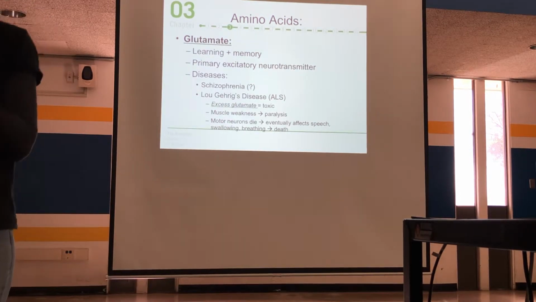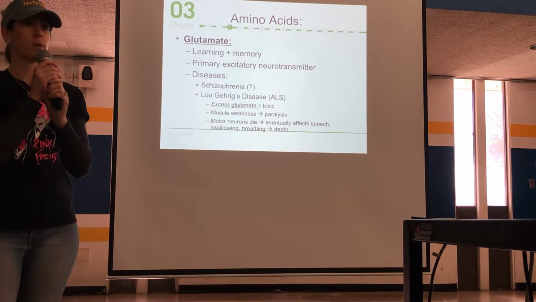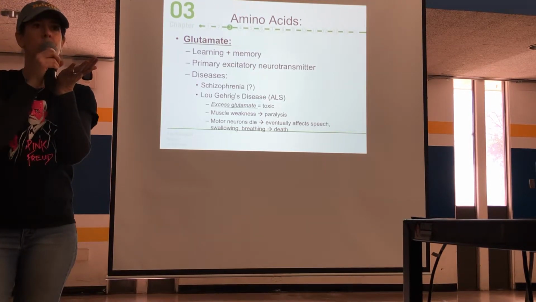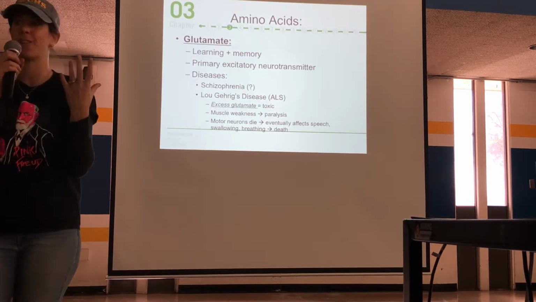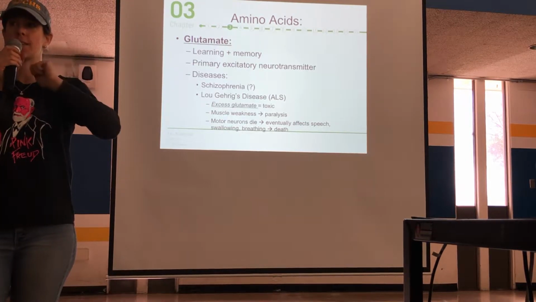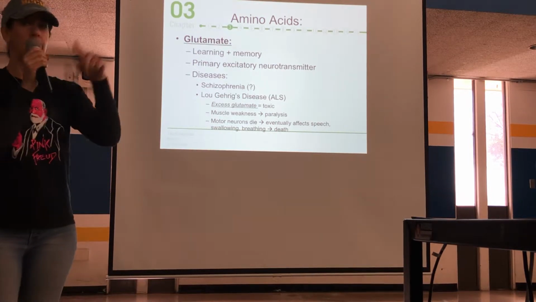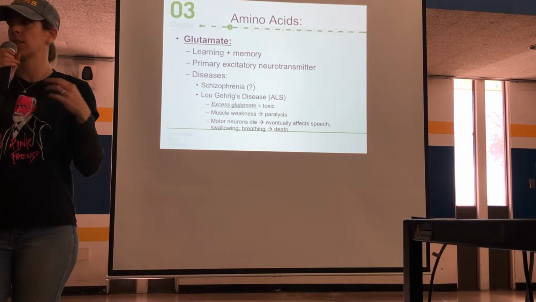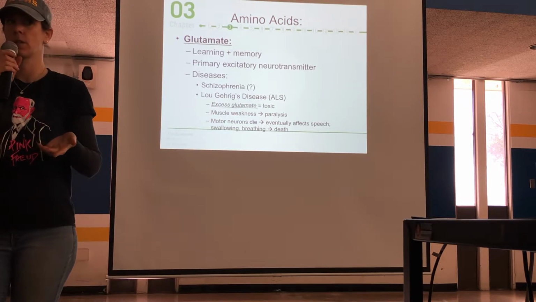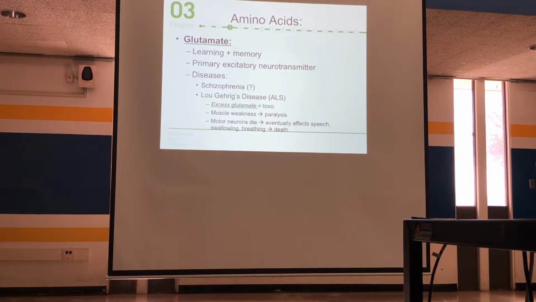Glutamate. So this is the primary excitatory neurotransmitter. Remember the mnemonic? We put glue on our hands and then we peel it and we get excited for the glue. But if you swallow too much glue, it's toxic. Al swallowed too much glue, ALS, and it's linked to ALS. Okay?